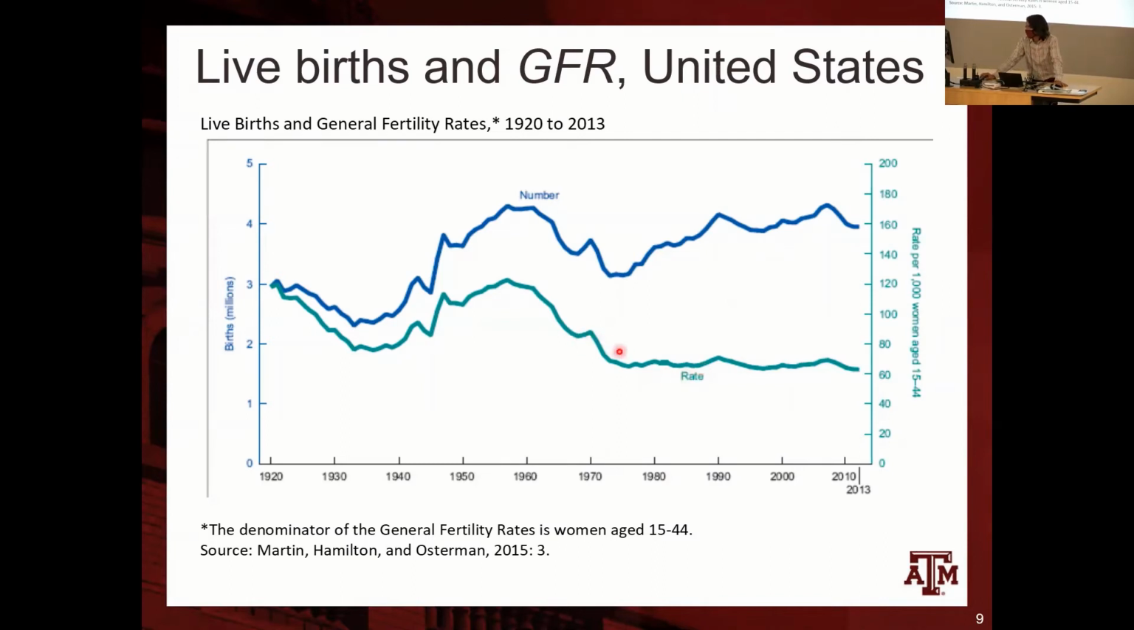And the values of the rate are shown here on the right vertical axis, also multiplied by 1,000. So for example, around 2013, it's around, let's say, 62 births for every 1,000 women between the ages of 15 and 44, right? So that's how you read those numbers.